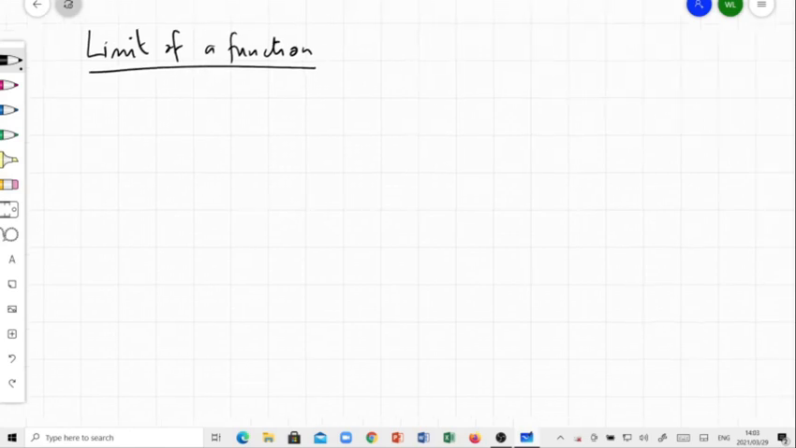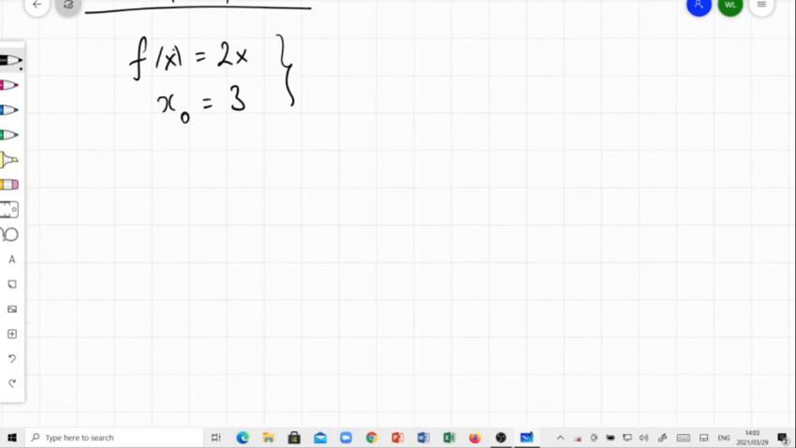Limit of a function. In high school, you already met the idea of the limit of a function. So let's consider the doubling function, and let's consider the point of approach x naught, which is equal to 3. Using these two data, you know from high school that the limit at the point of approach 3 of the doubling function was equal to 6.